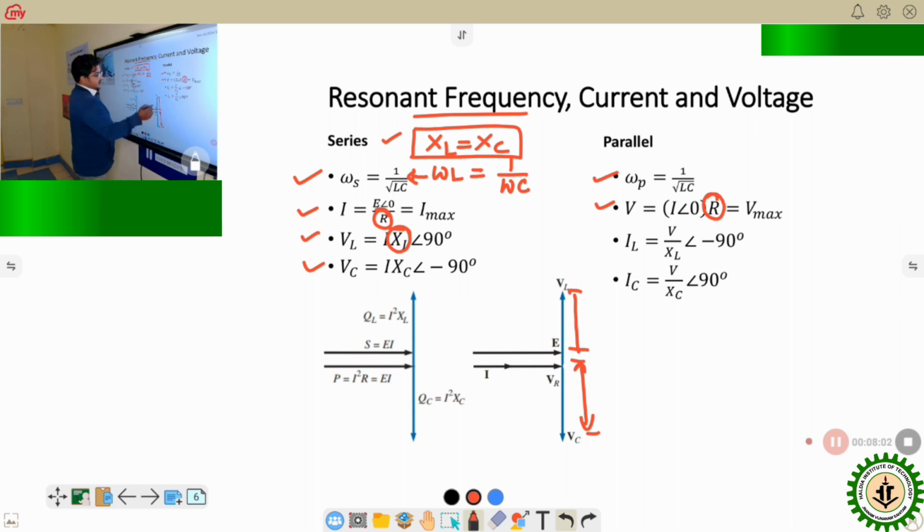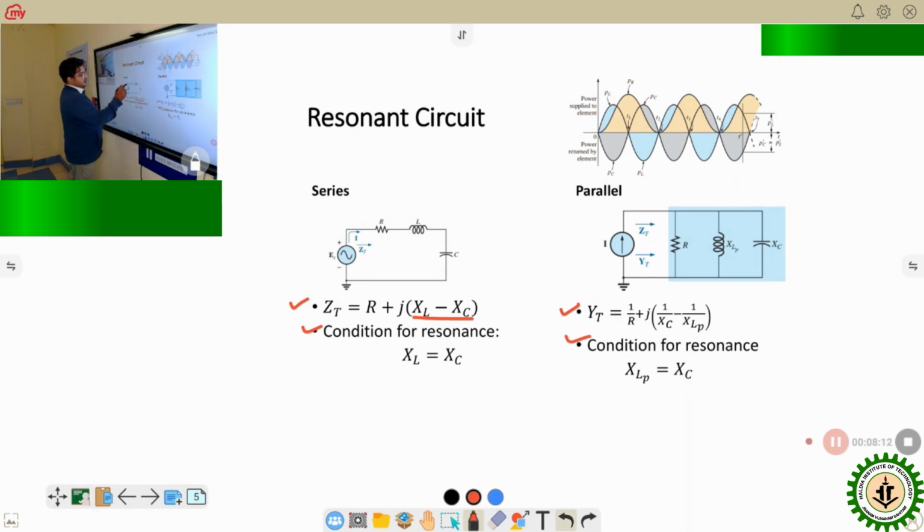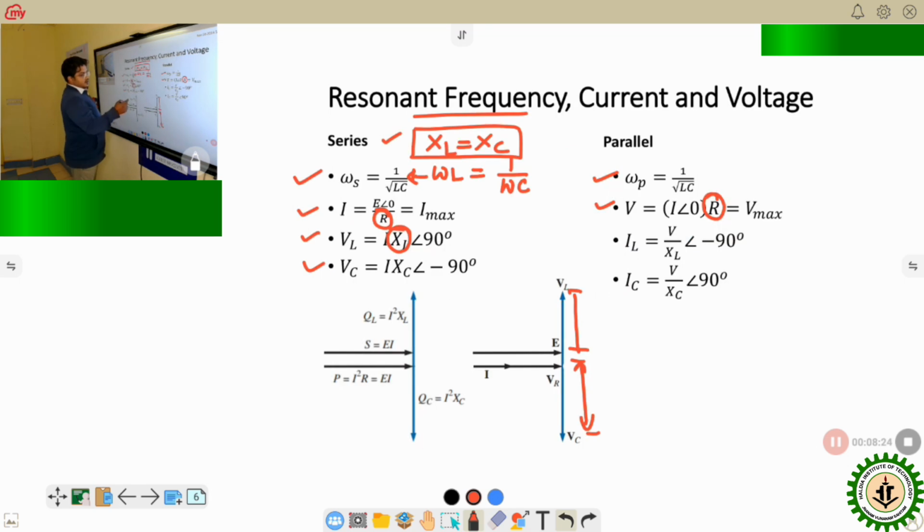By this angle we can see, therefore these VL and VC are eliminated, and the voltage that we will get across is whatever we are supplying over here. That voltage and this voltage will be equal, where these two voltages together will be cancelled out. Similarly, the case is true for the currents for a parallel resonance circuit.